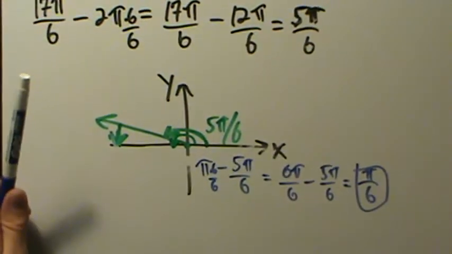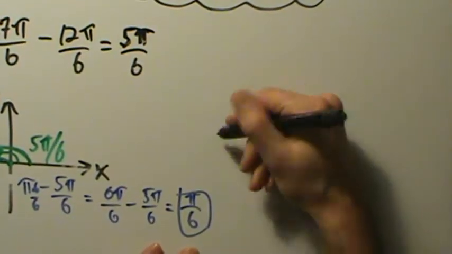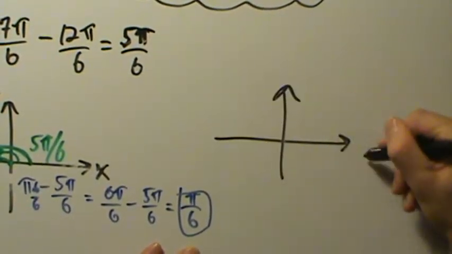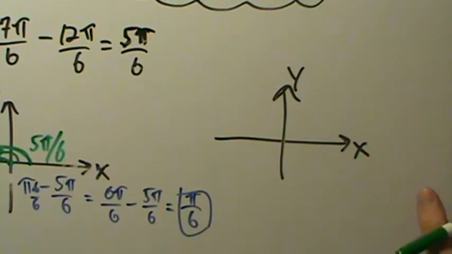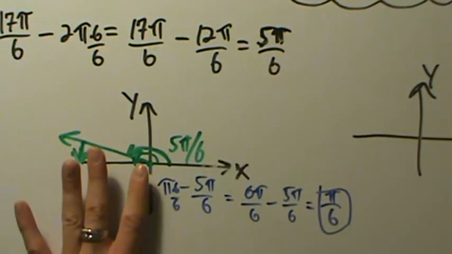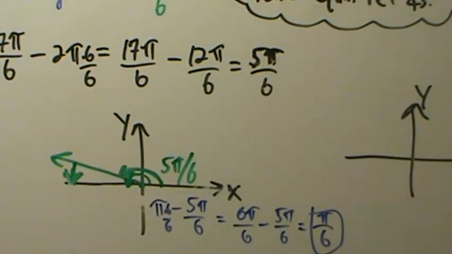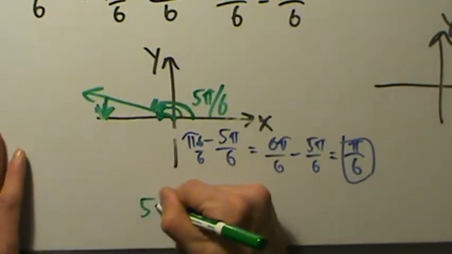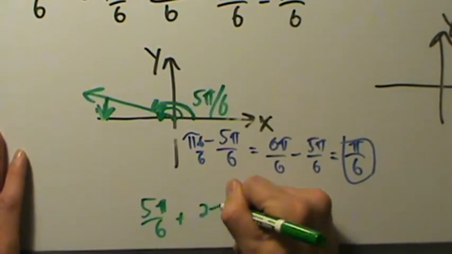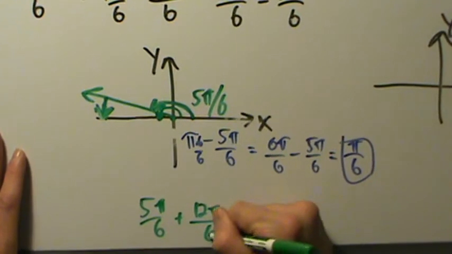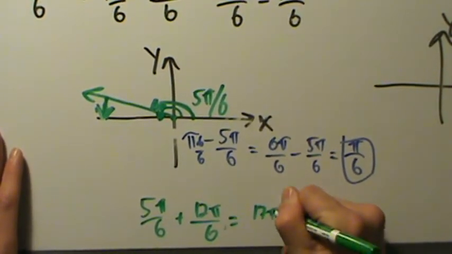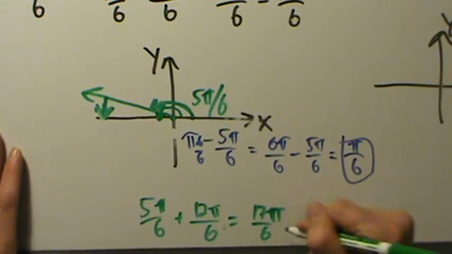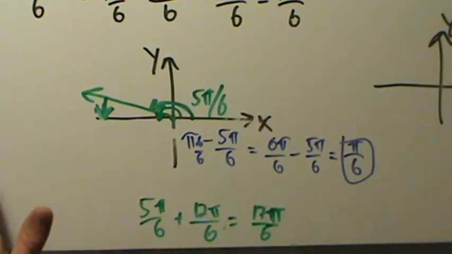So we'll come off to the side over here. x-axis, y-axis. Let's draw 17 pi over 6. Well, 17 pi over 6 is just 5 pi over 6 plus 2 pi, right? If you take 5 pi over 6 and add 2 pi, which is the same thing as 12 pi over 6 because you multiply by 6 over 6, that's just going to be 17 pi over 6. So just add 2 pi to get to 17 pi over 6.